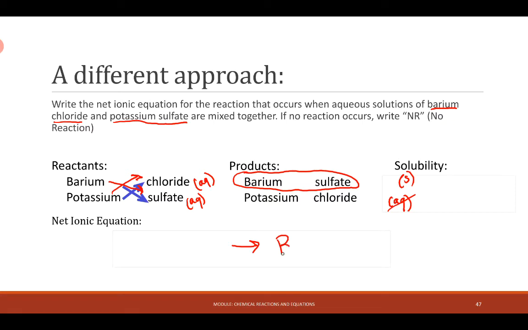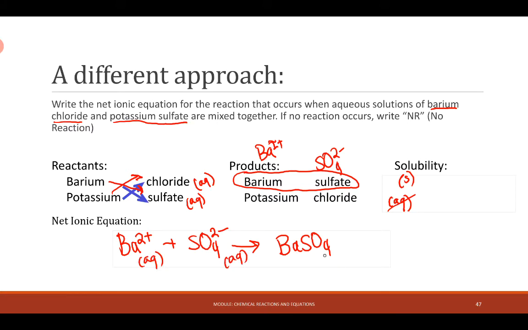So I know that my product will be BaSO4 because sulfate is SO4 2- and barium is 2+. Now I know that I need to make barium sulfate, so the only ions I need are barium and sulfate. And both of those are aqueous, and that's a solid.